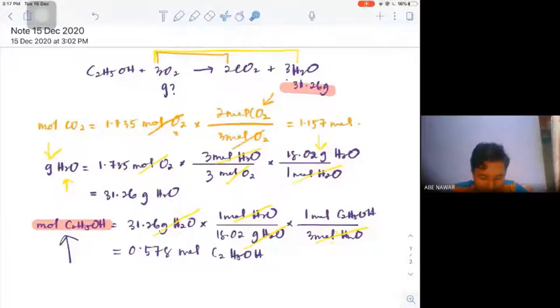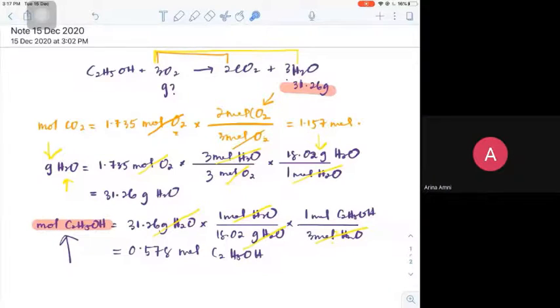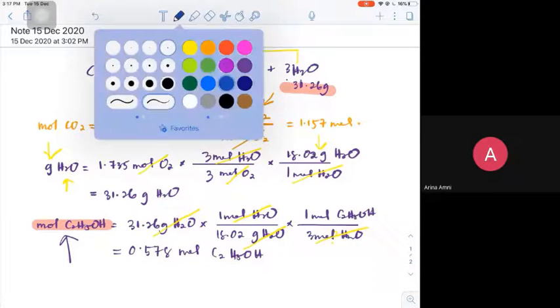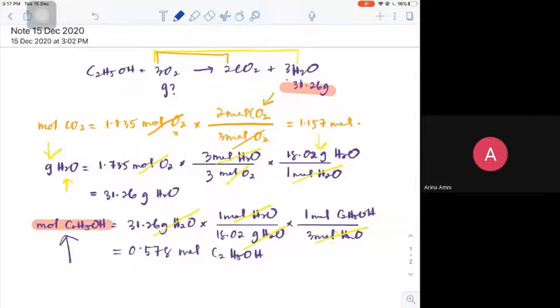Arina, yes, madam. What is your desired unit? Mass of oxygen. Gram, O2 is your subject, right? What is your starting unit, Arina? Yes. Mass of H2O. 31.26 gram. 31.26 gram of H2O. And then what is the next step, Arina?